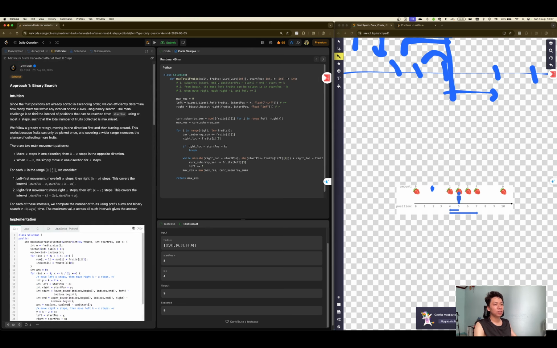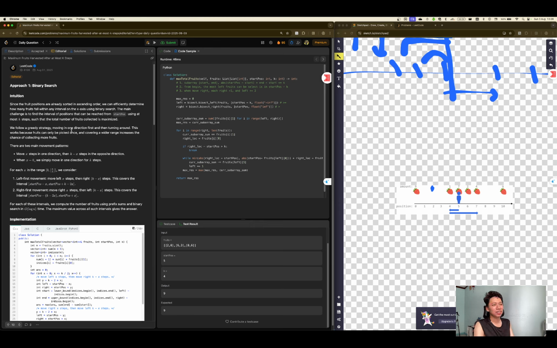Okay, check out this. Since the fruit positions are always sorted in standard order, we can efficiently determine how many fruits fall within an interval using binary search for sure. The main challenge is to find the interval. Right. We follow the strategy of moving in one direction first and then turning around. Yeah, that's a good term. This works because the clues can only be picked once, and covering a wide range increases the chance to collect more clues.